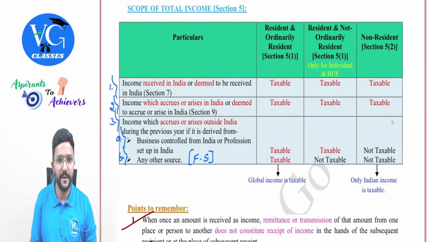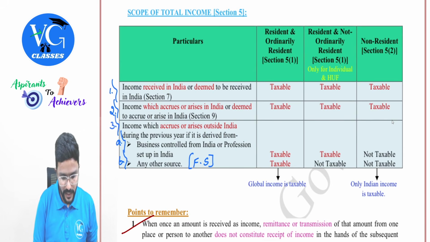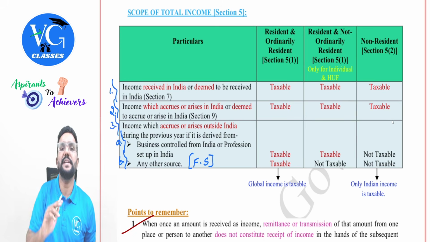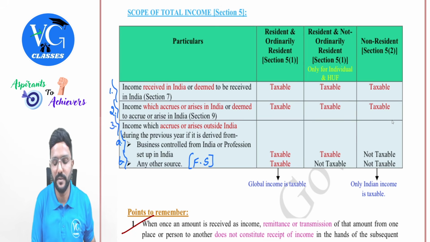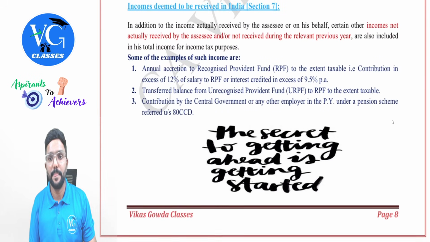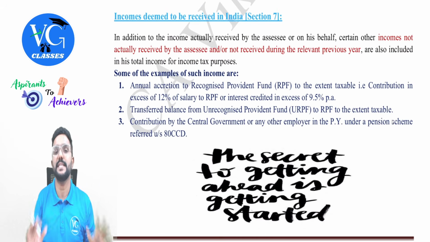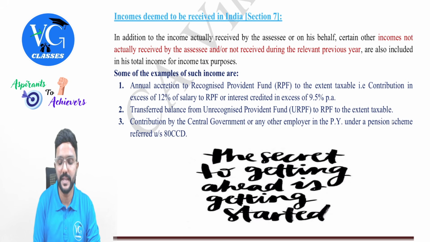Now, in section 5, when we were talking about what incomes are taxable, there we saw income received or deemed to be received. Sir, what is the deemed to be received? It is given in section 7, guys, as if received. The person would not have received this money in the previous year, but still as if he has received it because he is the ultimate beneficiary, guys.